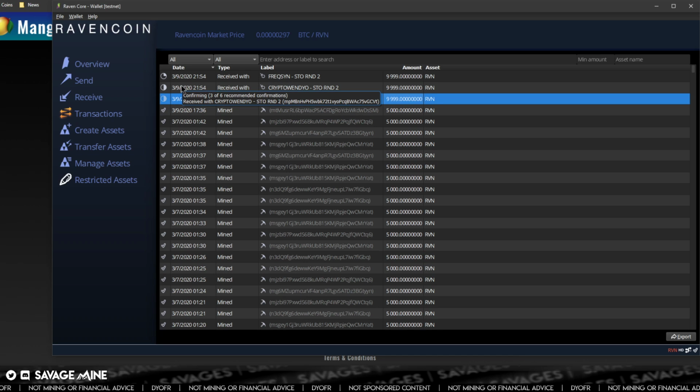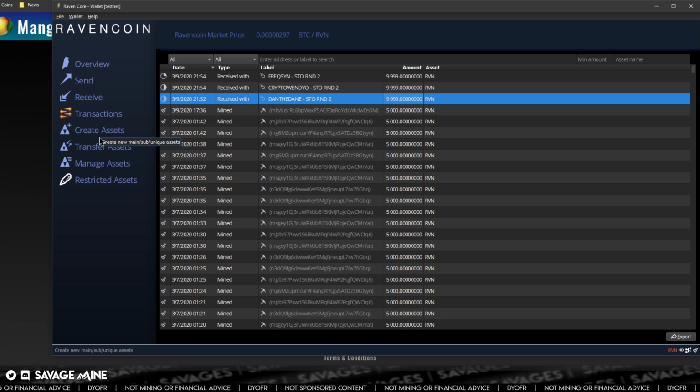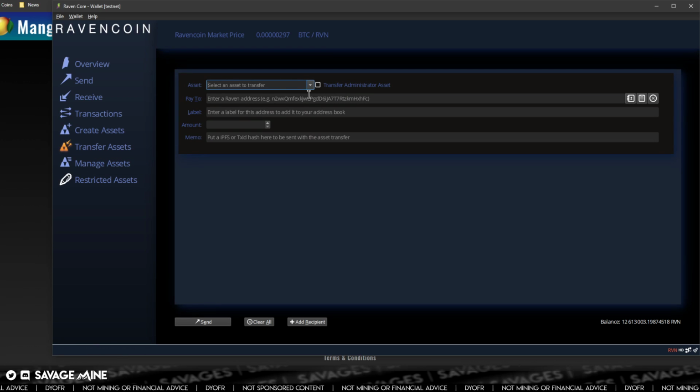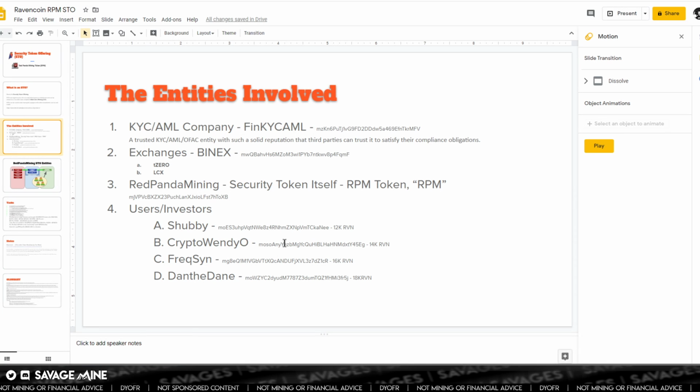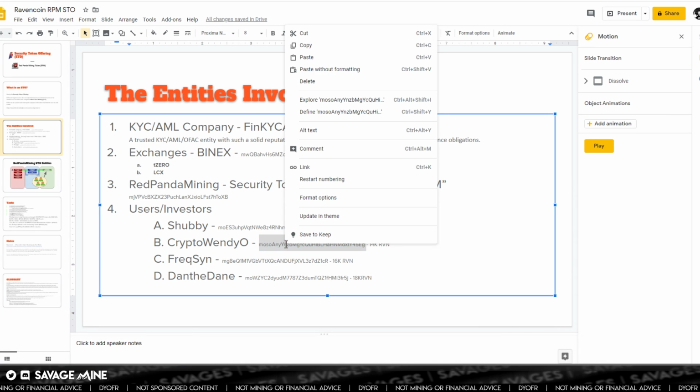So now what we can do is actually send them their STO, right? So they each get 100. So let's do that. Transfer assets, and then we have to get the addresses again. Just start at the top so we make it easy. So we'll go with Crypto Window here.